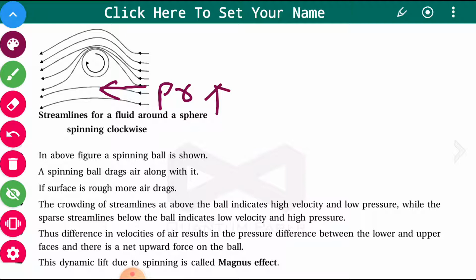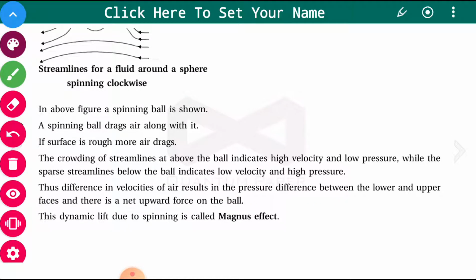So what will happen? The ball will experience a force in this particular direction. The resultant force will be in this direction. It was moving in this particular direction, but as a result of this pressure difference it will experience a force in the upper direction according to this figure. Thus the difference in velocities of air results in a pressure difference between the lower and upper faces, and there is a net upward force on the ball, and because of this it will tend to move towards the upper direction. This dynamic lift due to spinning is called the Magnus effect.